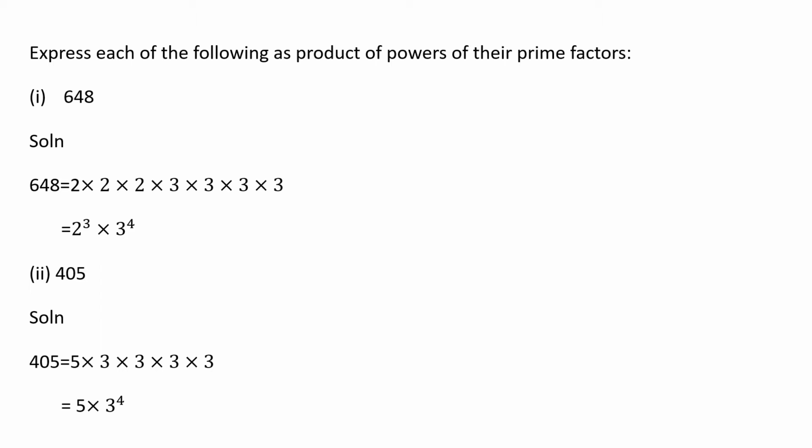So, let's see the first question. Express each of the following as product of powers of their prime factors. So they have given the number 648. We want to write this number in powers. So how will you write it in powers? You want to do factorization, write the factors, then finally count and write the powers.